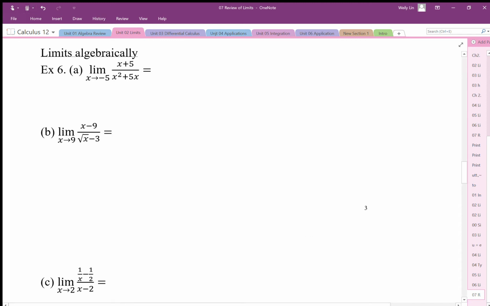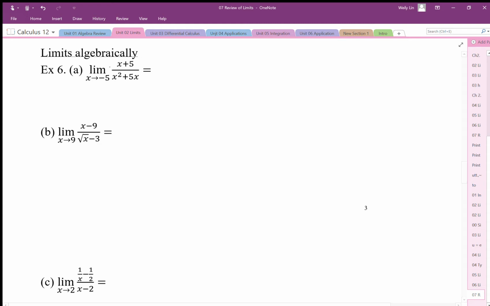So we can start looking at these limits algebraically, which is a little bit more challenging. First of all, make sure we try to evaluate the limit at the beginning. We don't want to do any algebraic manipulations if we can actually plug in and evaluate the limit. If we can't, then we need to do some algebraic manipulation to see if we can resolve that limit.